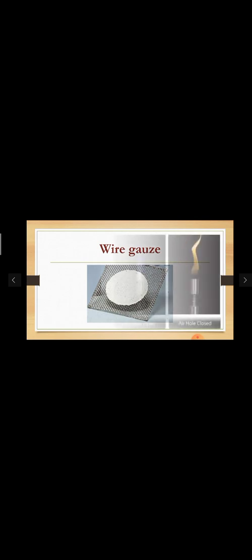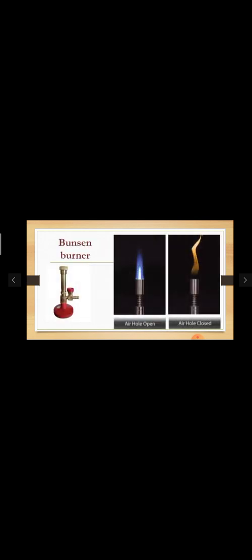Next one is wire gauze. Again, along with the heating on the tripod stand, we can use that wire gauze. Next is for the heating main. We are not going to heat the chemicals or the solution by using a spirit lamp. We are going to use one burner in the chemistry laboratory. It is the Bunsen burner. Bunsen burner is for the heating.